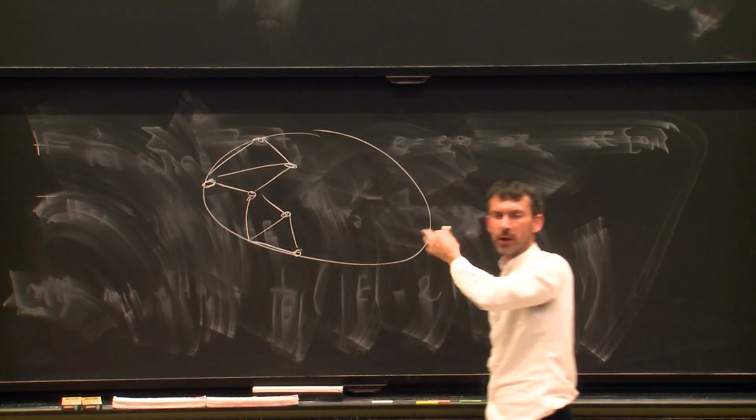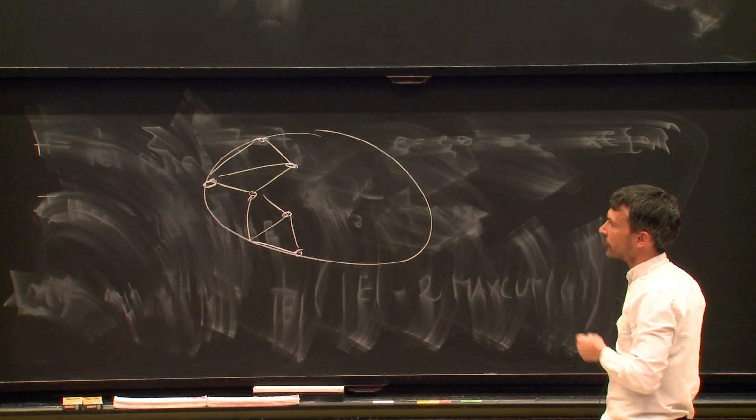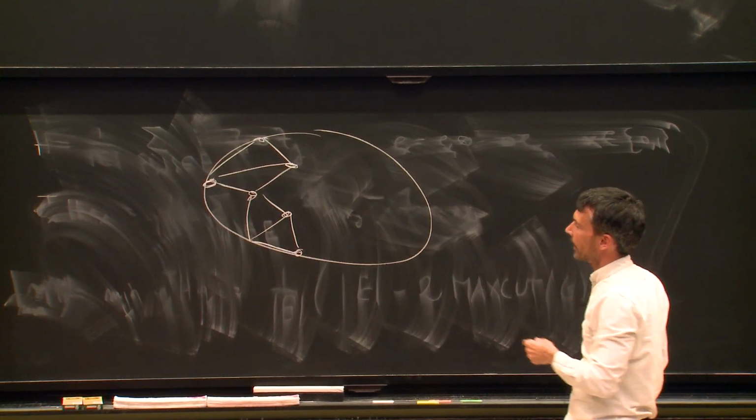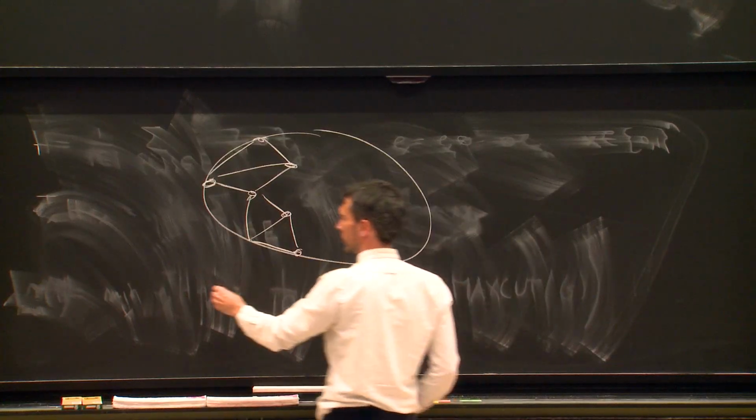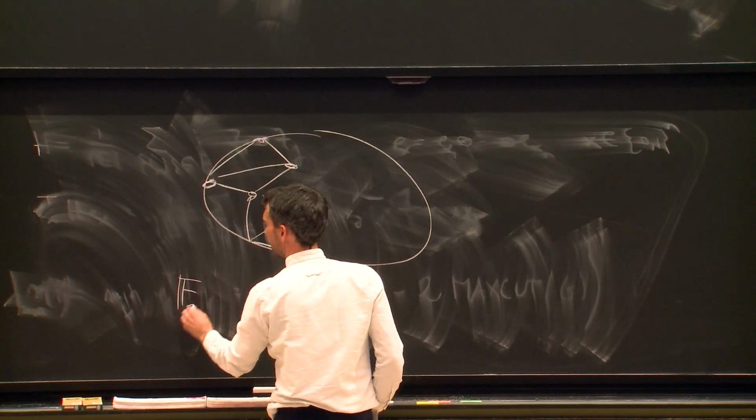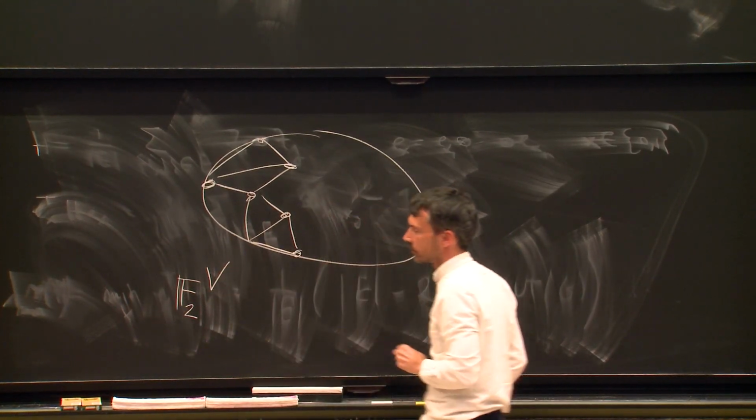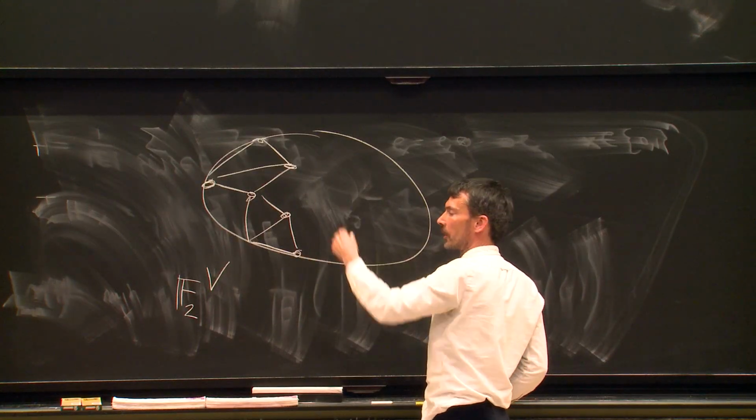Okay, and imagine triangulating the whole surface. So I can associate a chain complex to this in the following way. I have three natural vector spaces. I can consider a vector space that's associated with the vertices. V is just the set of vertices in my triangulation.